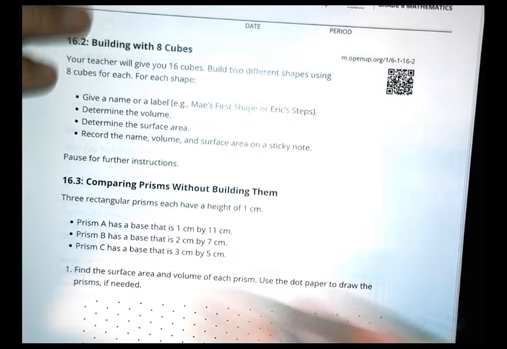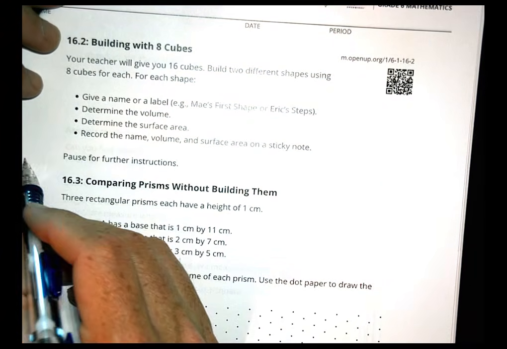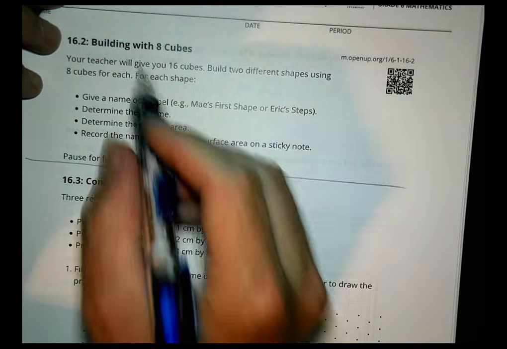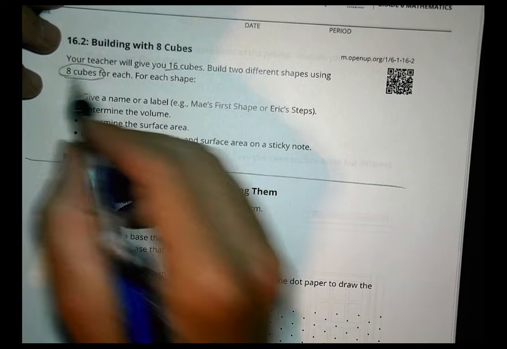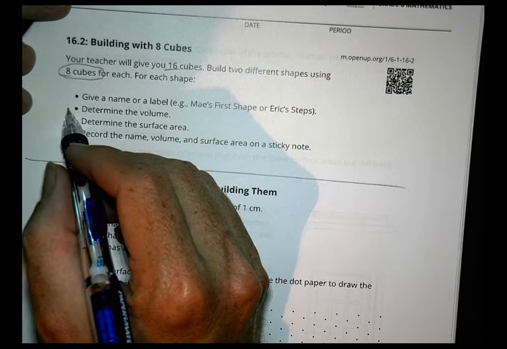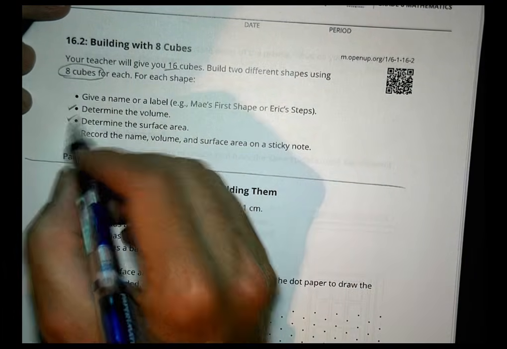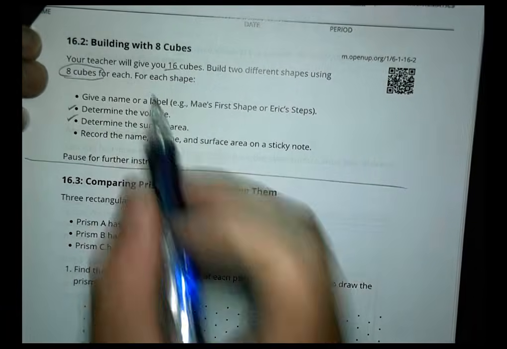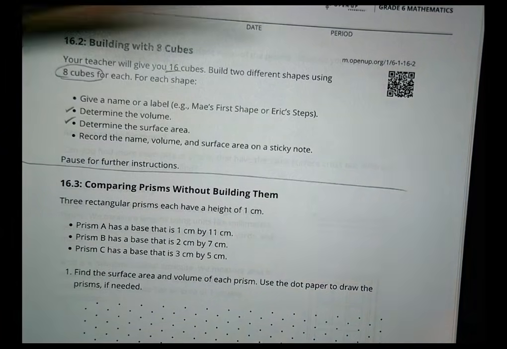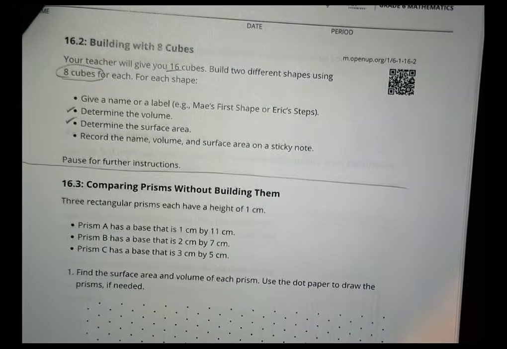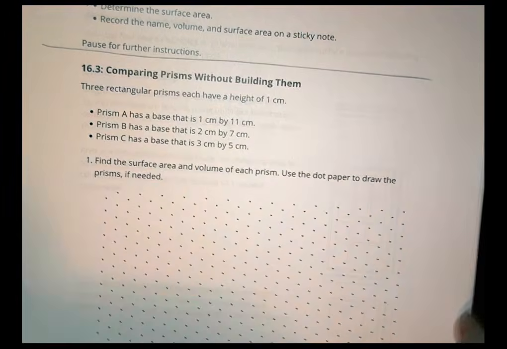So there's a variety of ways you can do that. This is an opportunity for you to make your own shapes with your 16 cubes, and each shape uses 8 cubes. For them, figure out what the volume would be and the surface area, and then label them as best you can. Do that, and then you can start activity 3. For activity 3, it says comparing prisms without building them.